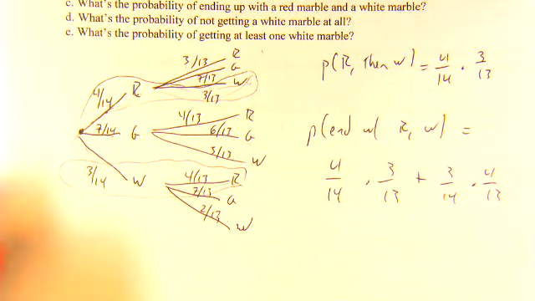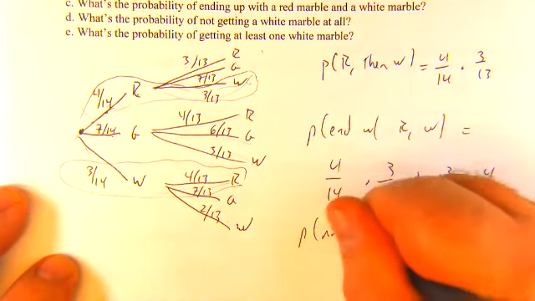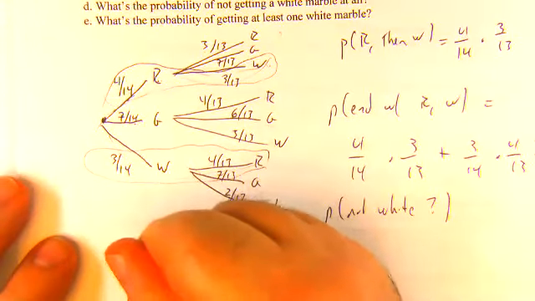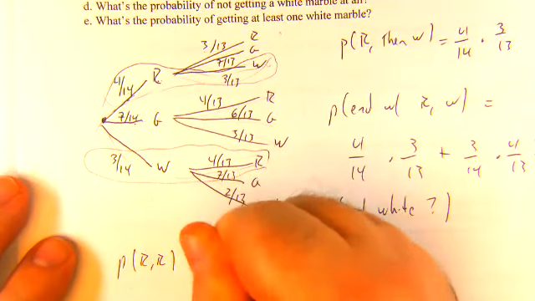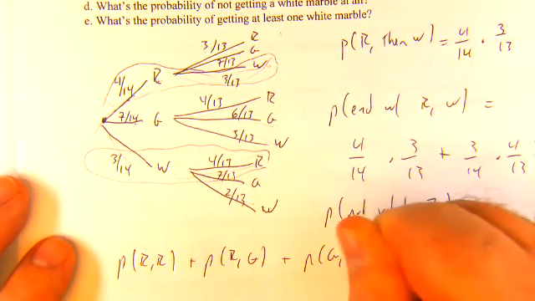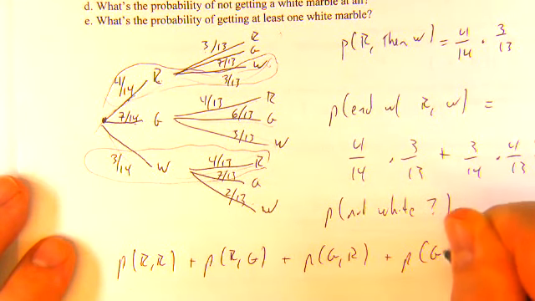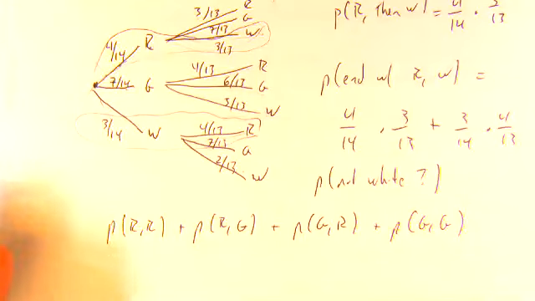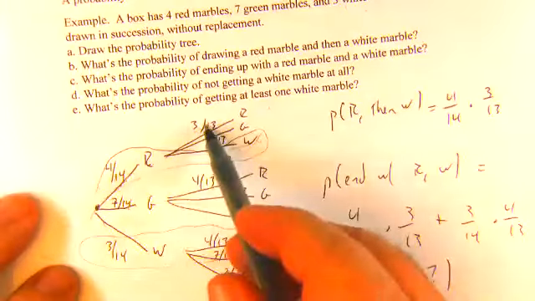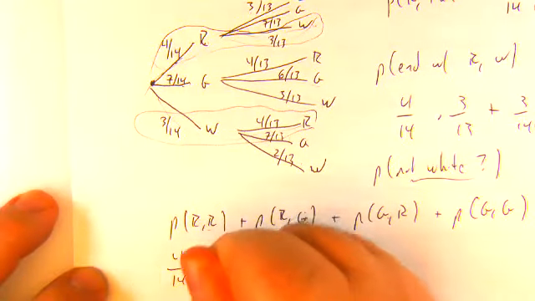What's the probability of not getting a white marble? Well, you could do red and then red, red and then green, plus green and then red, plus green and green. Right, so the probability of not getting a white marble means you did red and then red, or you did red and green, or you did green and red, or you did green and green. So not white can be divided up into these four cases. Red and then red is 4 out of 14 times 3 out of 13.